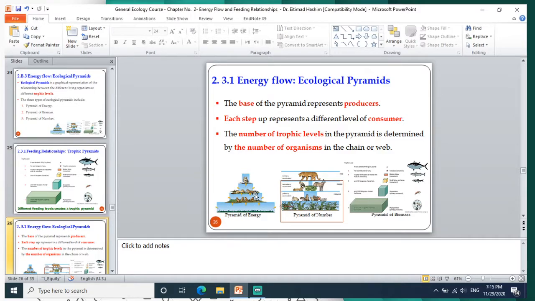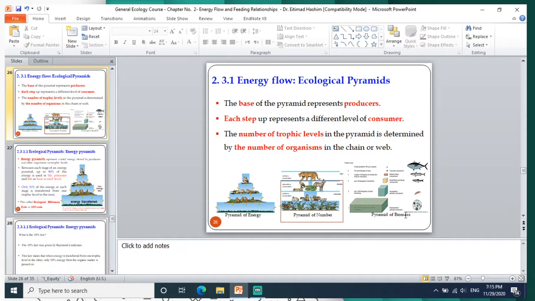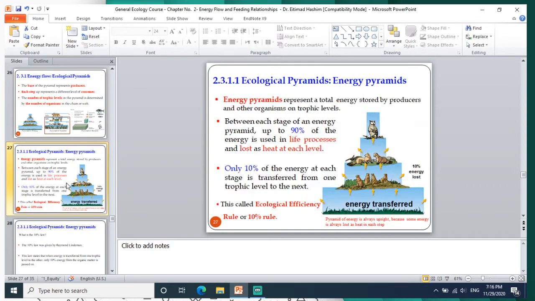The trophic levels can be determined by the number of organisms, or by the amount of energy, or by the biomass. So according to how the scientists calculated or determined the pyramid, that determines the kind of pyramid. Is it a pyramid of energy, or a pyramid of numbers, or a pyramid of biomass? Okay, let us go through each one.